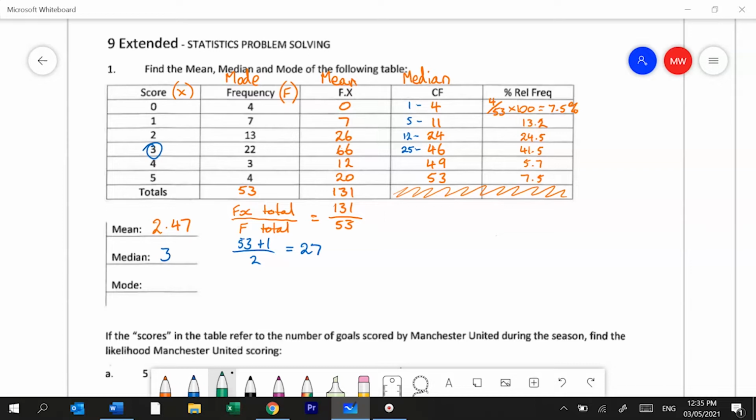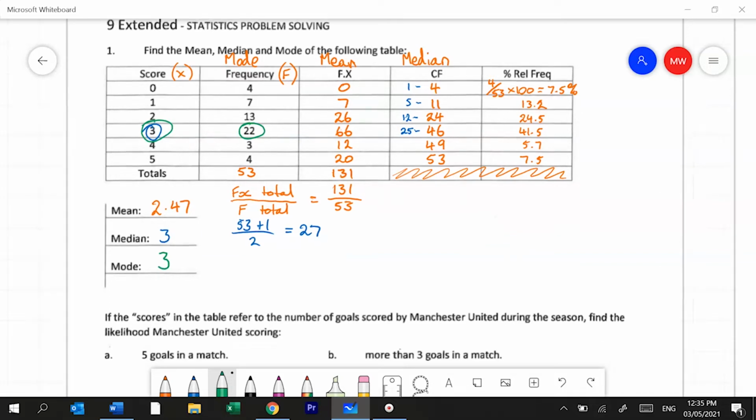And then the mode is the score that happens the most. So in that case, we look at the frequency column because that tells us how many times each of those scores happen. We look for the highest number, which is 22, and again look at what score that is, which is 3, and that's our mode.